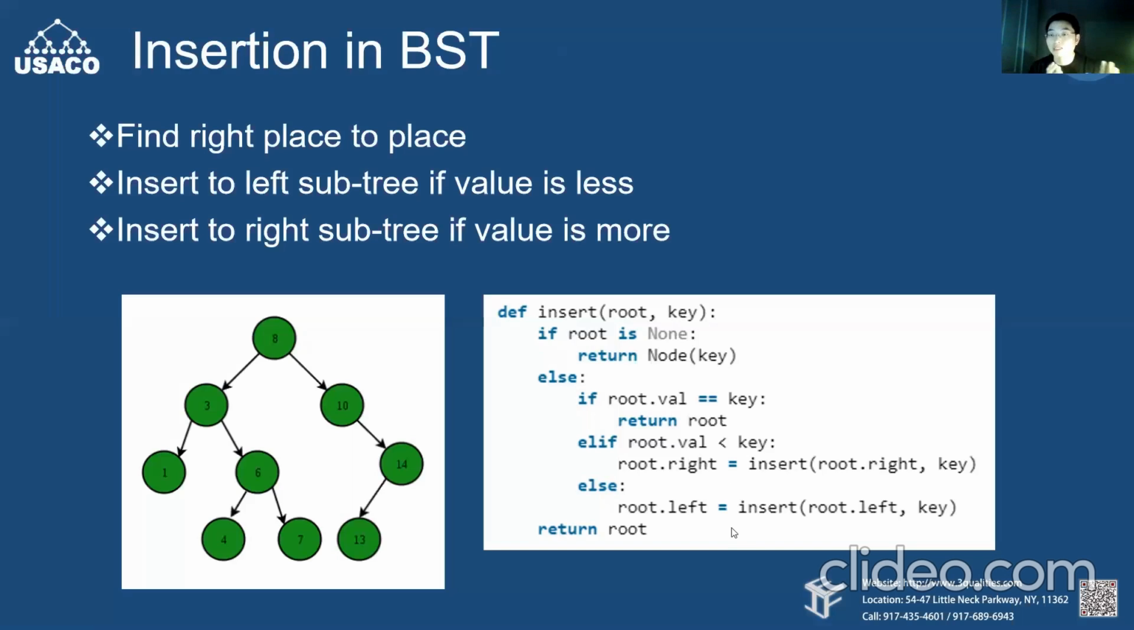You go ask my left tree, right? I call insert and pass in my left subtree and the new value, and the return value is assigned to my left. Assign to my left, right? And at the end, I return the root, because I already have the left, I put the right, and I return it.